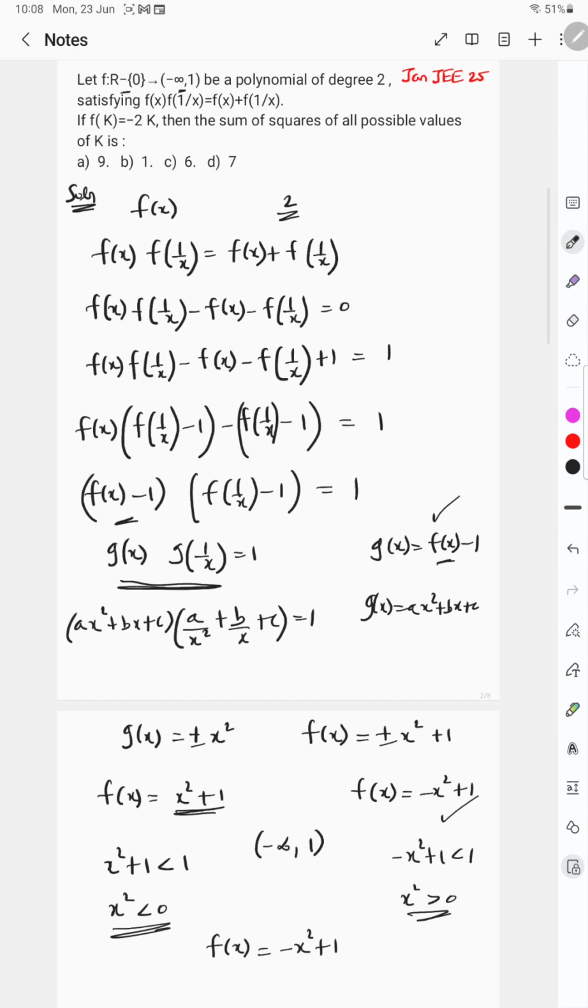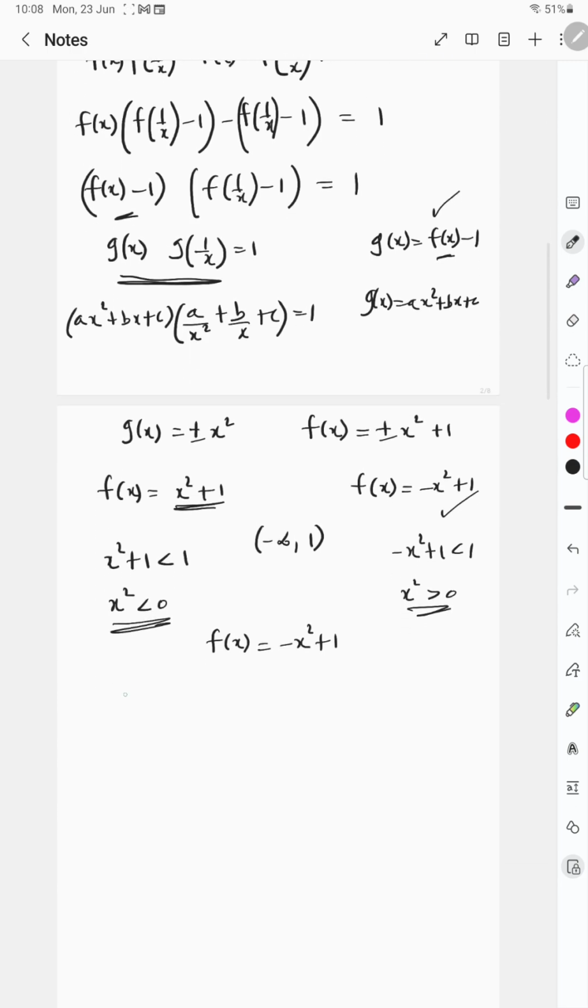Now what else is given? Yes, what else is given is f(k) is minus 2k, and we need to find the sum of squares of all possible values of k. So using that, f(k) is minus 2k. So this is minus k squared plus 1 is minus 2k. So k squared minus 2k minus 1 is the required quadratic equation.